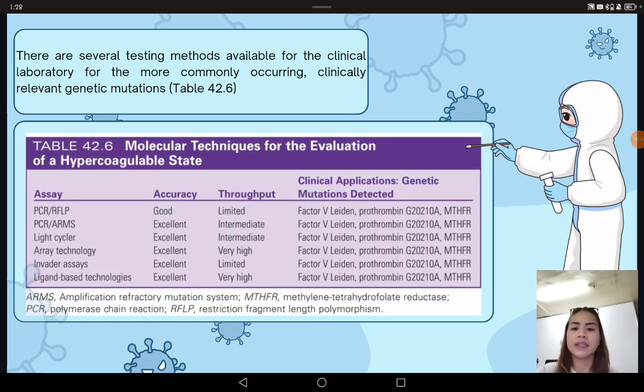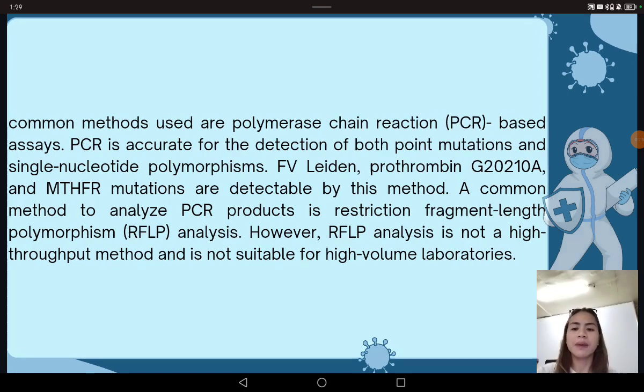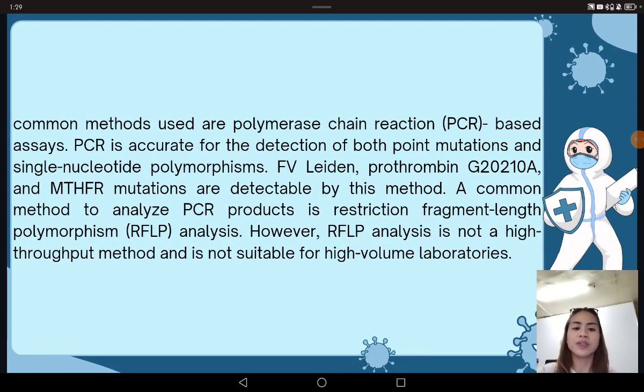There are several testing methods available for the clinical laboratory for the more commonly occurring clinically relevant genetic mutations in this table. Common methods are polymerase chain reaction based assays. PCR is accurate for the detection of both point mutations and single nucleotide polymorphisms. Factor V Leiden, prothrombin, and methylene tetrahydrofolate reductase mutations are detectable by this method.